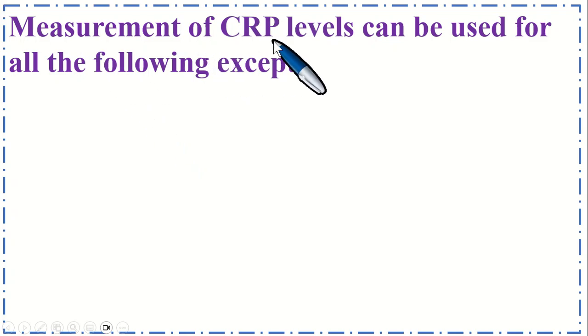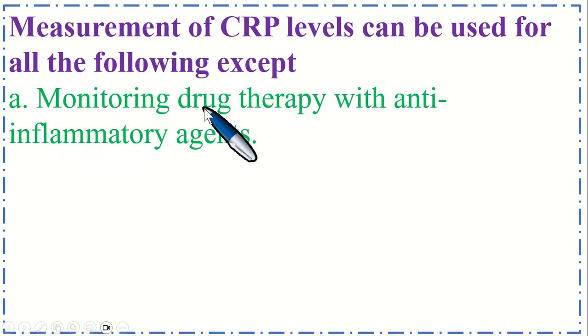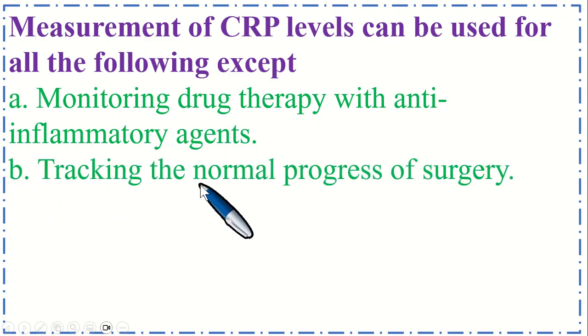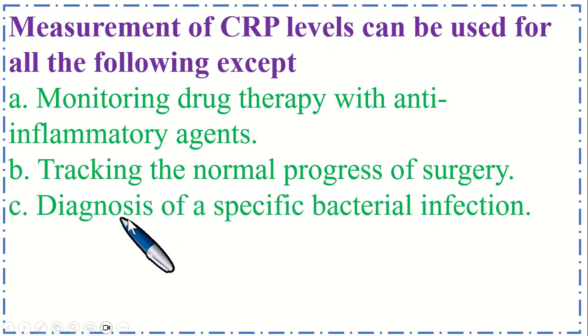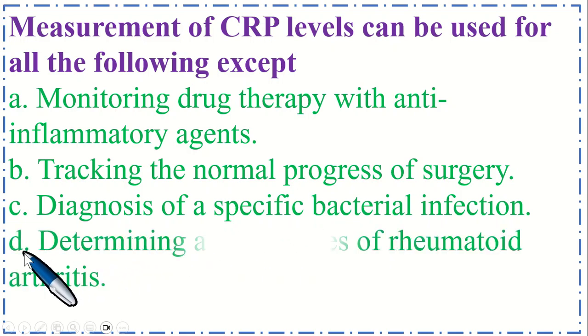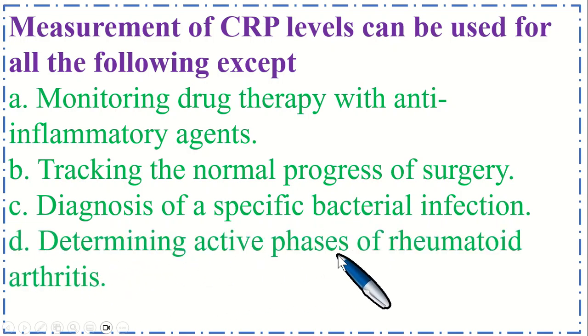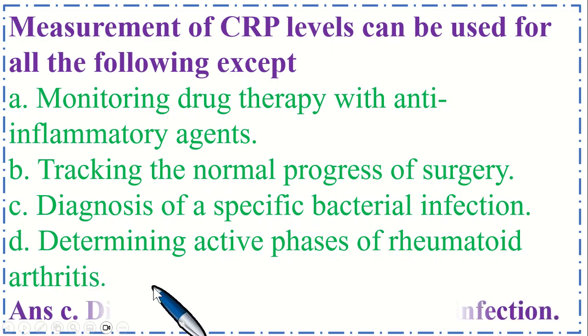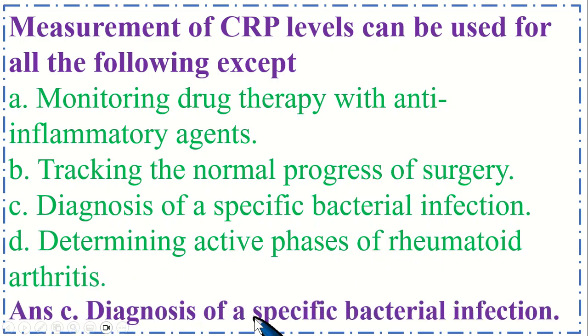Measurement of CRP, C-reactive protein levels, can be used for all of the following except option A. Monitoring drug therapy with anti-inflammatory agent. B. Tracking the normal progress of surgery. C. Diagnosis of a specific bacterial infection. And option D. Determining active phases of rheumatoid arthritis. So the correct option is C. Diagnosis of a specific bacterial infection.